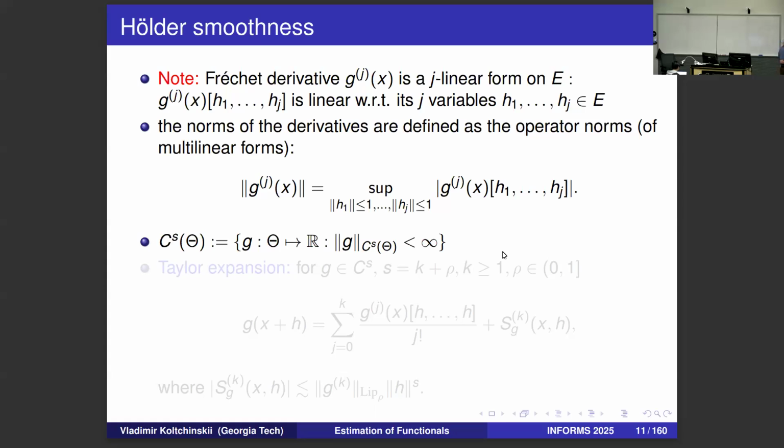a multilinear form. And then what is the most natural way to measure the size of a multilinear form? You would just use what is called the operator norm in this case. So you take the supremum of the values of the form where these h's are coming from the unit ball. This is the most natural way to define it, and we will be using this norm. We'll be using operator norms here for this purpose.